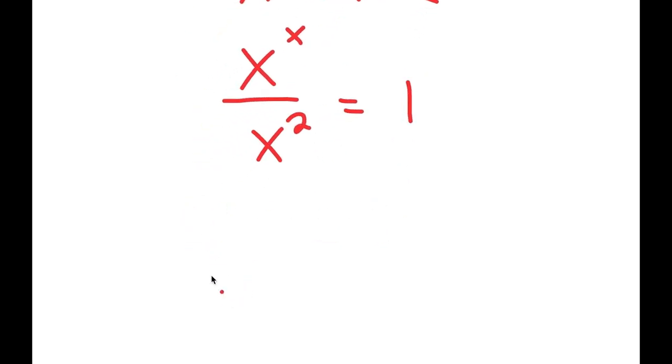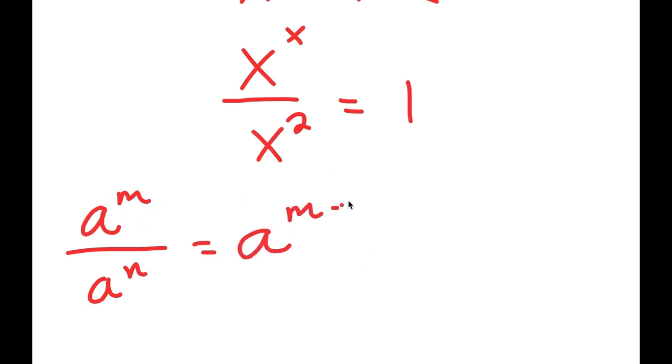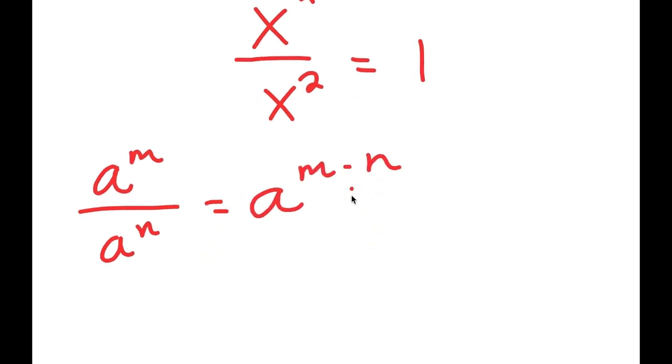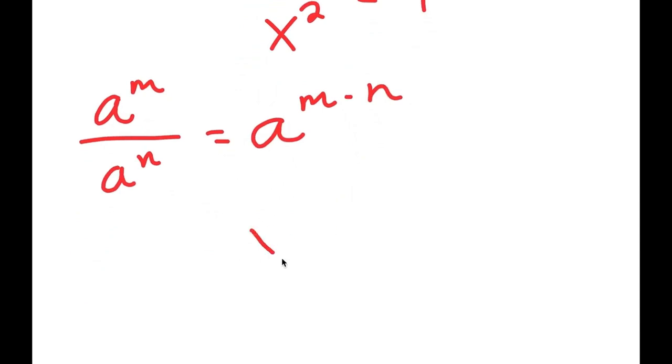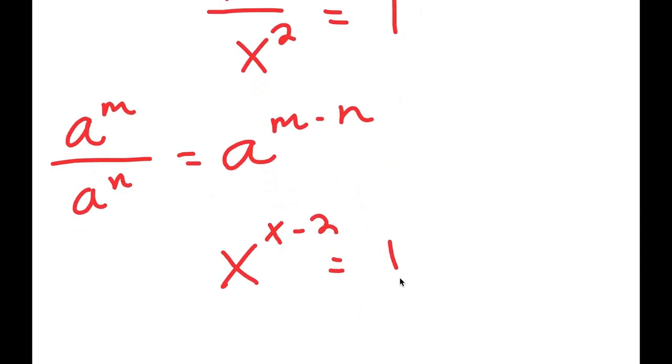Now, if I have something in the form a to the power of m over a to the power of n, and make sure to remember this property because this is a very important property of exponents, this is equal to a to the power of m minus n. So x to the power of x over x to the power of 2 is equal to x to the power of x minus 2, and this is equal to 1.